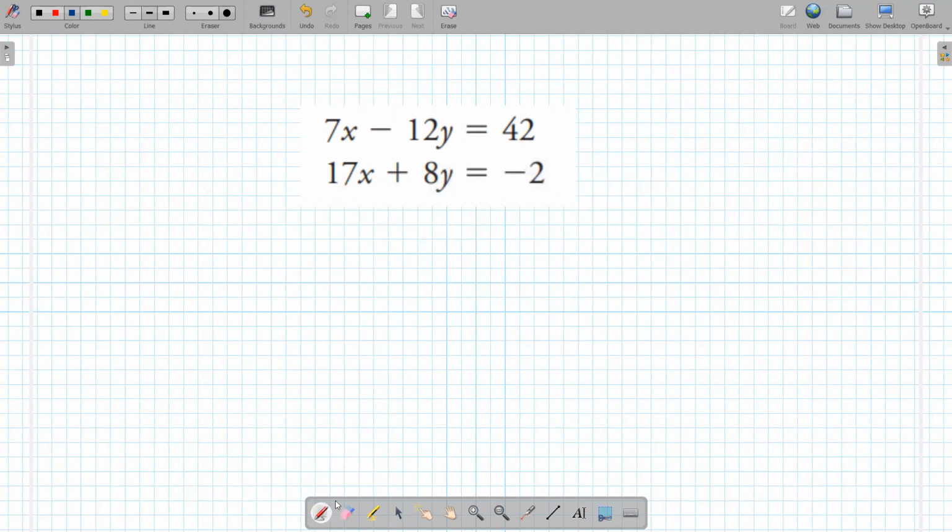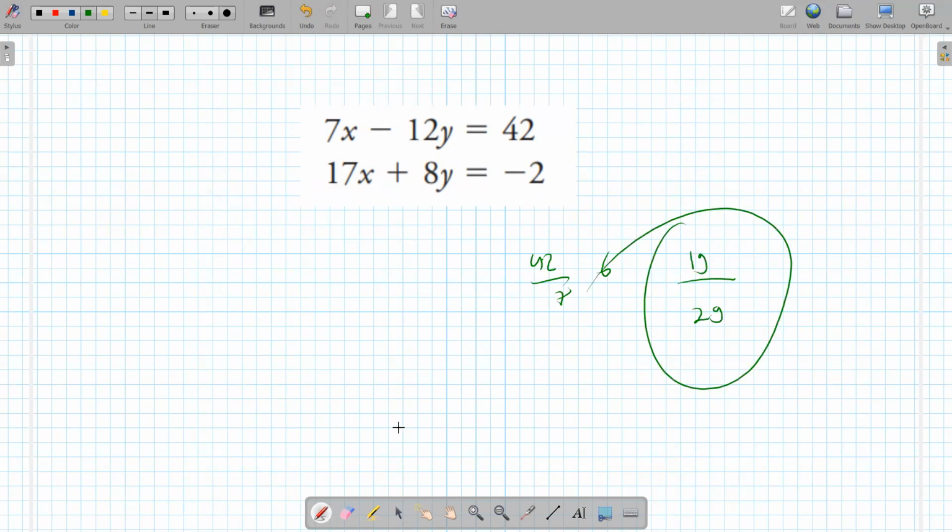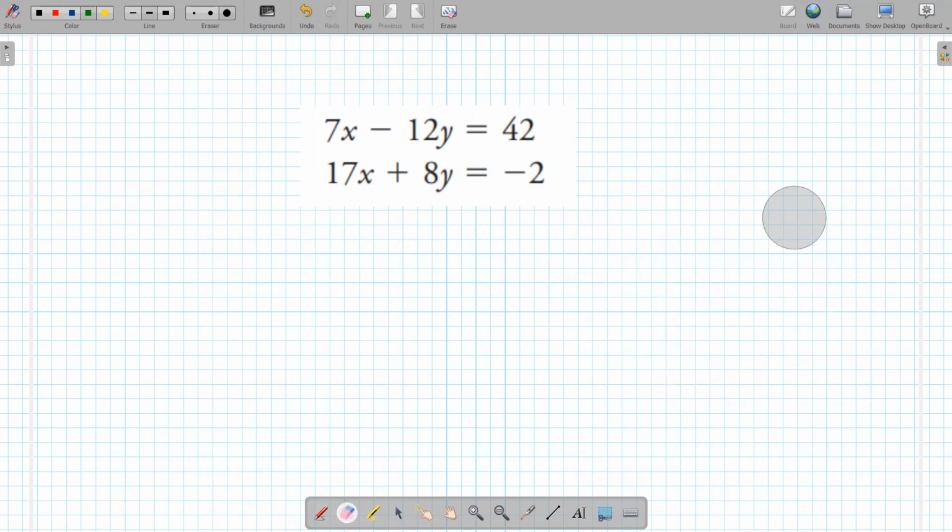But when it comes to elimination, the goal is to make sure at least one of the coefficients, either x or y, right? Not both, either x or y. We need these coefficients, either these two or these two, to be the same. And it's desirable to use elimination if you don't want to deal with annoying fractions like 42 over 7. Oh, that's 6, so that's whatever. But you can get something like 19 over 29, which is very annoying to deal with.